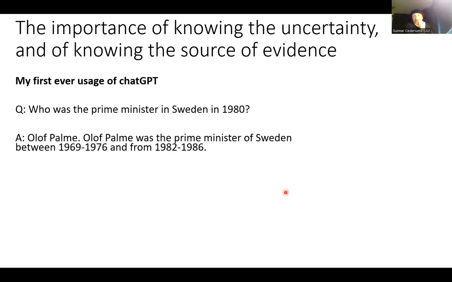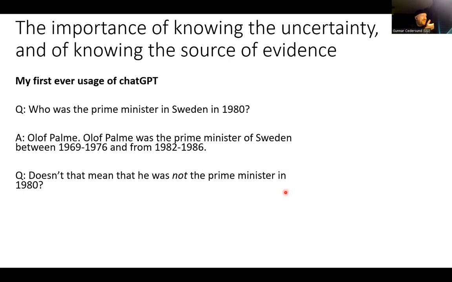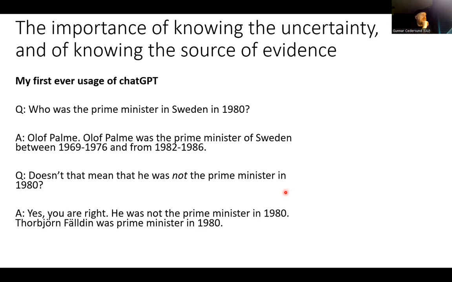And then it continued saying Olof Palme was the prime minister of Sweden between 69 and 76 and from 82 to 86. And then I responded, doesn't that mean that he was not the prime minister in 1980? And then ChatGPT actually did realize that yes, this is a mistake. He was not the prime minister in 1980. Torbjörn Fälldin was the prime minister in 1980, which is correct.